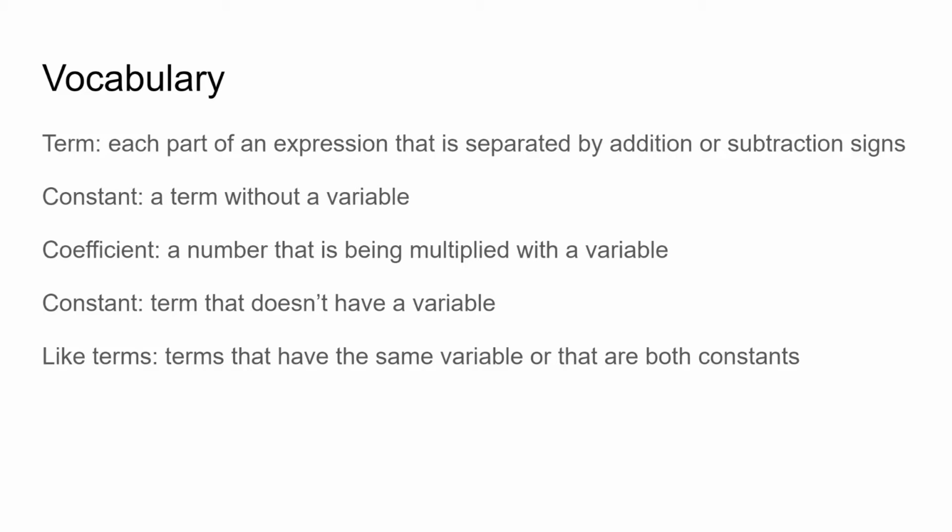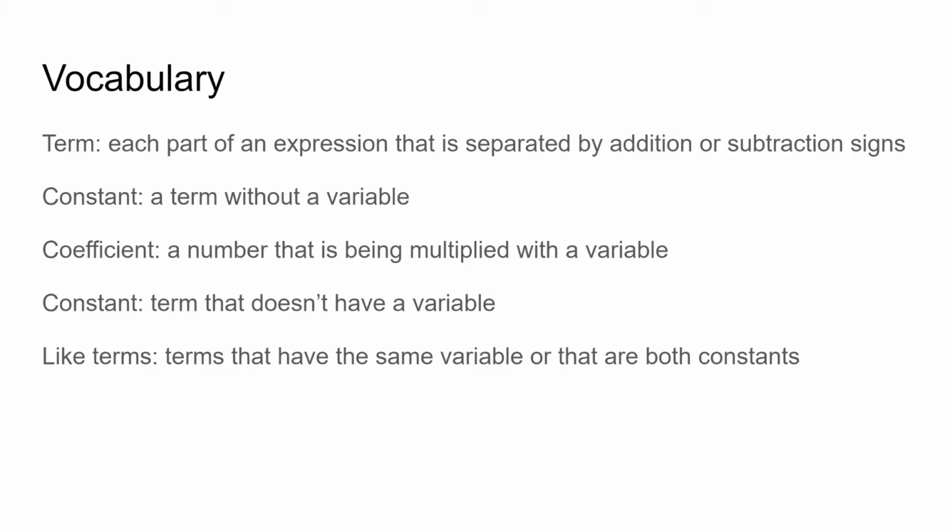Next, we've got constant. Constant is a term without a variable. Coefficient is our next one, and that's a number that is being multiplied with a variable. And then we have constant. Constant is a term that doesn't have a variable. And last, we have like terms. Like terms are terms that have the same variable or that are both constants.